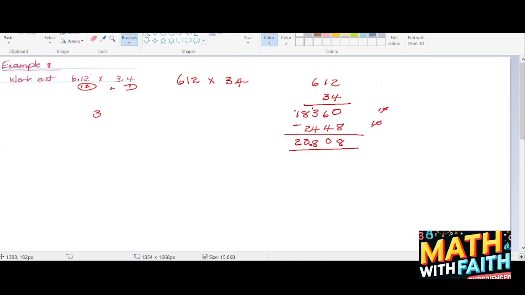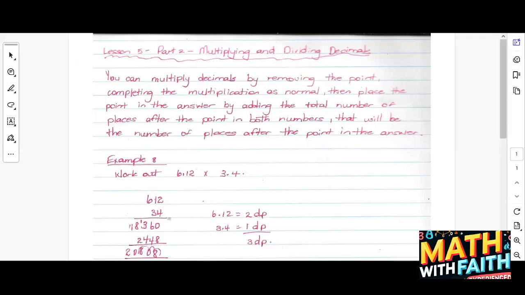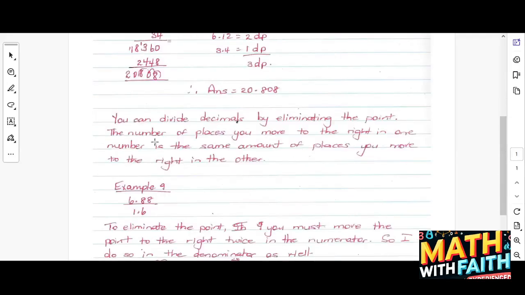How do we perform division? You can divide decimals by eliminating the point. This is a little bit different from multiplication. Remember, I told you it's two different processes, right? You can divide decimals by eliminating the point. The number of places you move the point to the right in one number is the same number of places you move it to the right in the other.